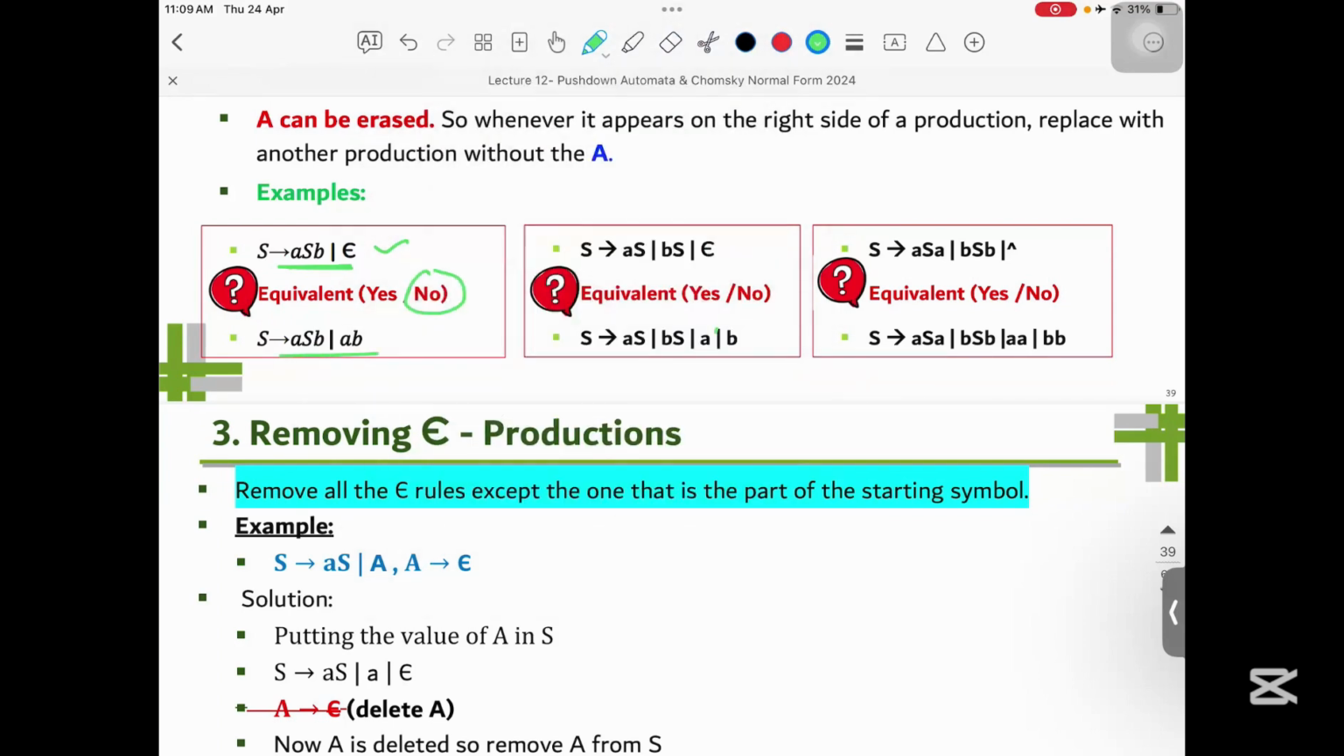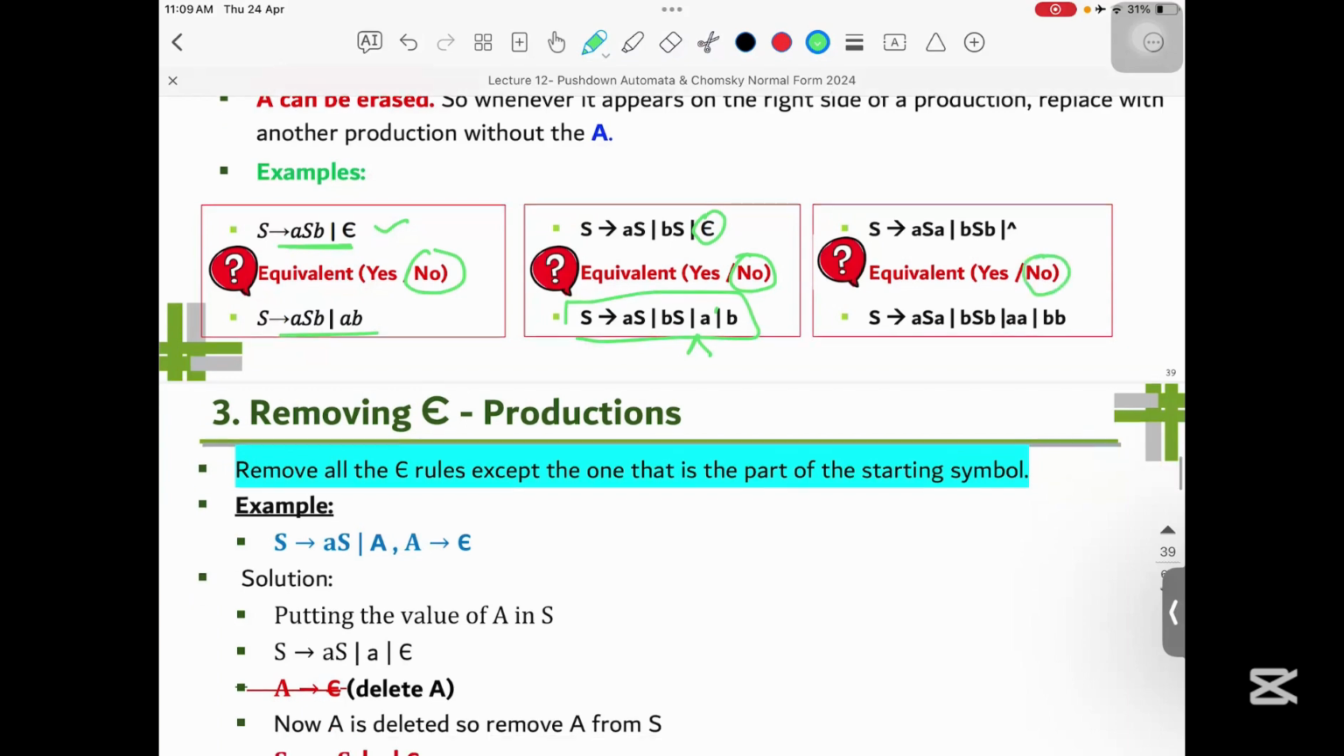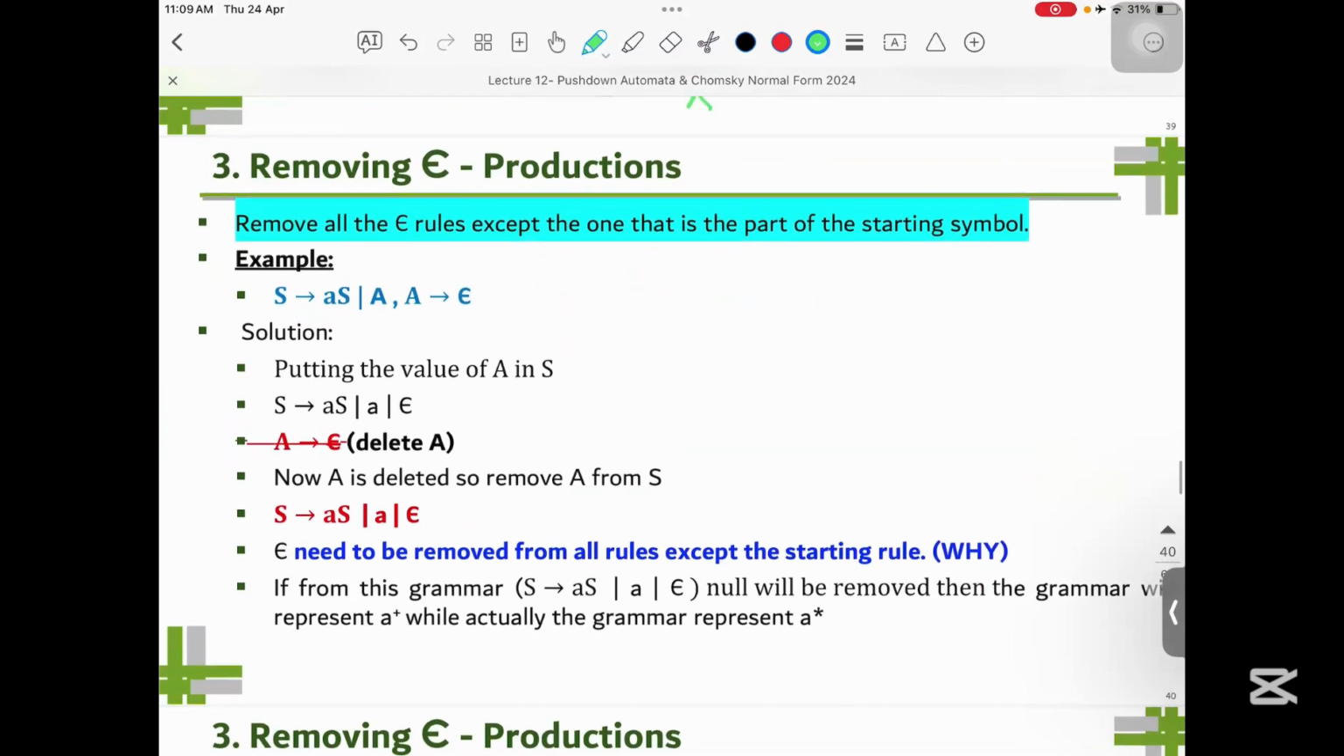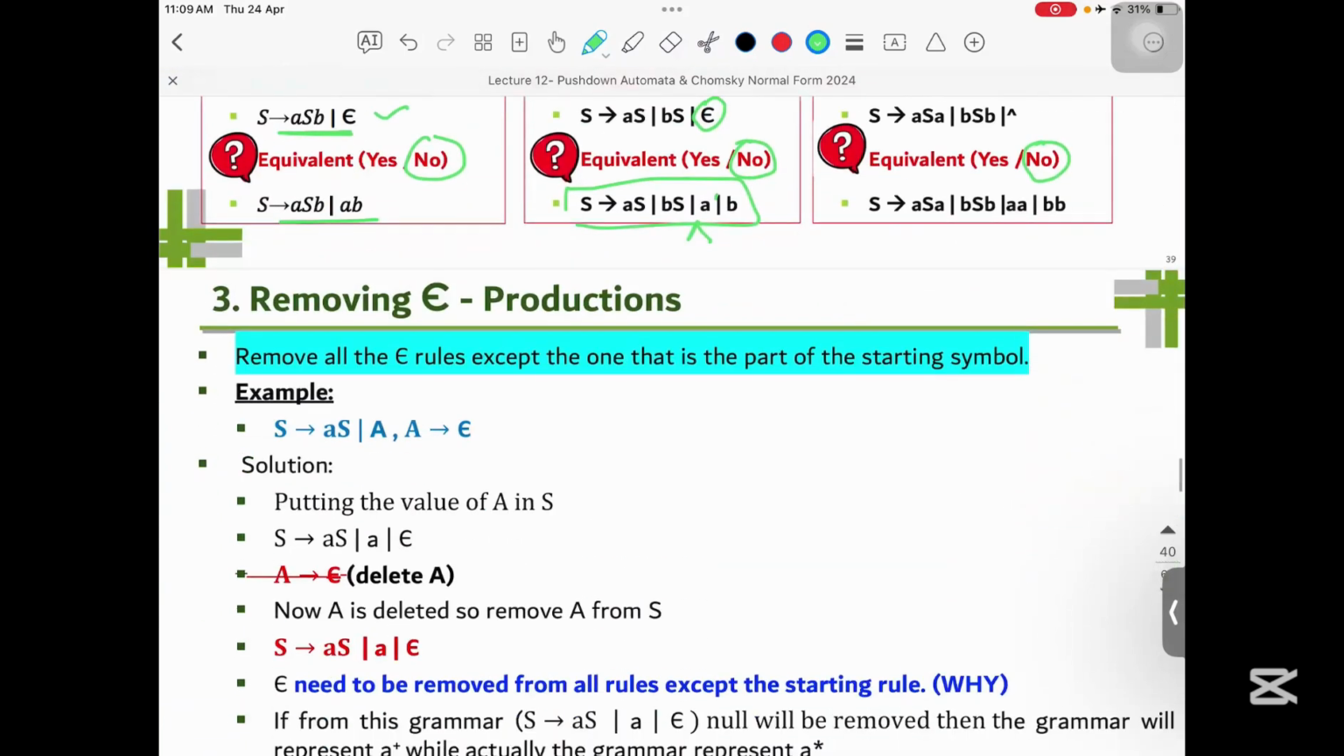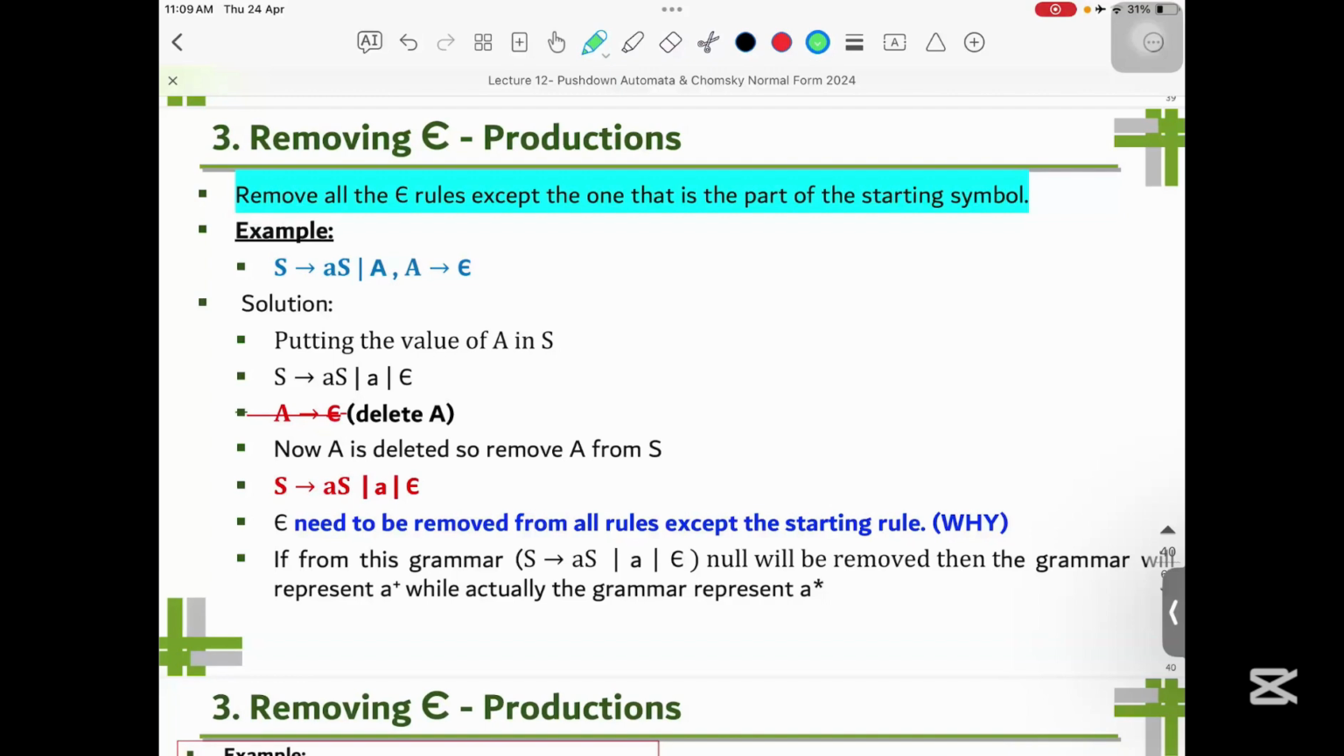In this case as well, we just put this epsilon value in here. We have aSbS, and we put S as empty. Is it equivalent? No. Because as per this, we can even have an empty string, but as per this one, empty is not allowed. Same is the case here, these are not the same. So after looking at this, we came to the rule that you can remove all the empty productions except the one for the starting symbol.